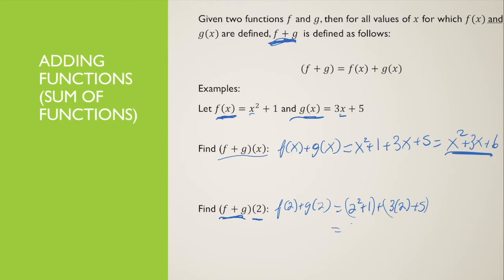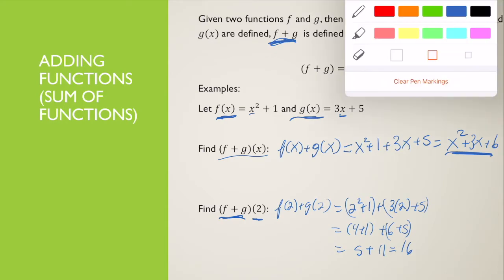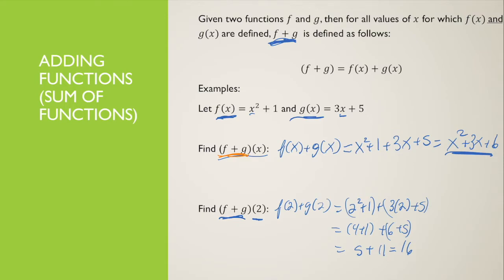That's going to give me 4 plus 1 plus 6 plus 5, which is 5 plus 11, which is 16. If I substitute it into the function we found, f plus g of x, let's do that in orange, I'd have 2 squared plus 3 times 2 plus 6. That gives me 4 plus 6 plus 6, which is indeed 16. So we would get the same answer, but with the first method, we don't have to first find f plus g of x.